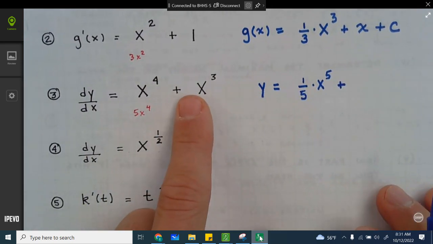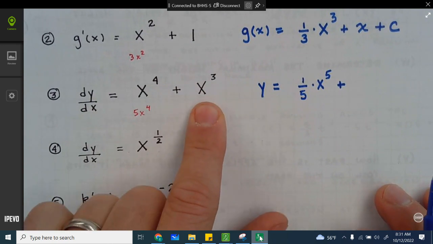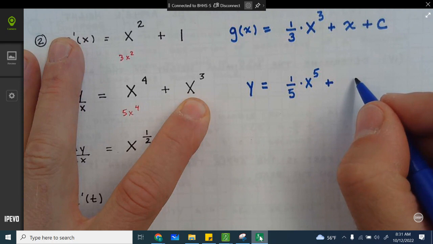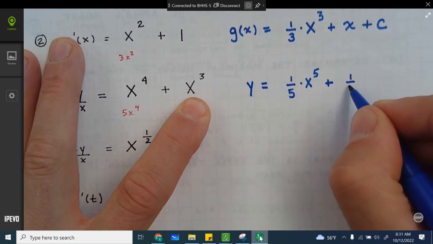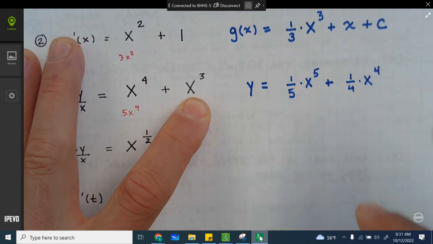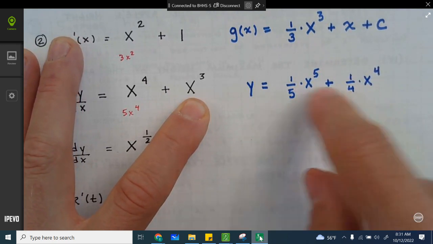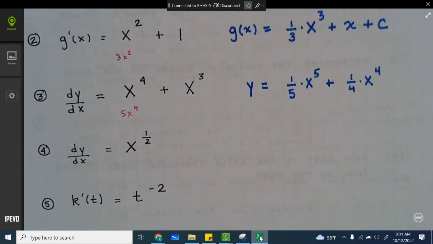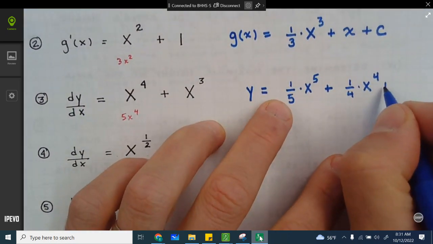Plus, Blaze, would you take the next one? Got an x to the 3rd right here. Antiderivative for that? I would say it's going to be a 1/4 x to the 4th. Okay, I'll write that down. Folks, does that work? If you take the derivative of that, does that give you this? Meow. Thank you.